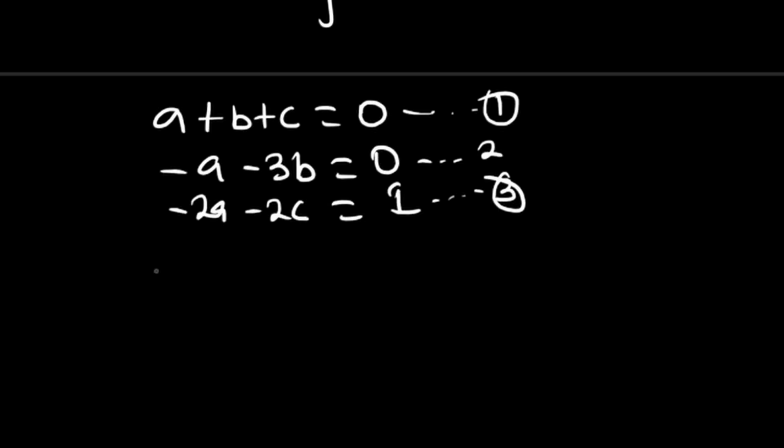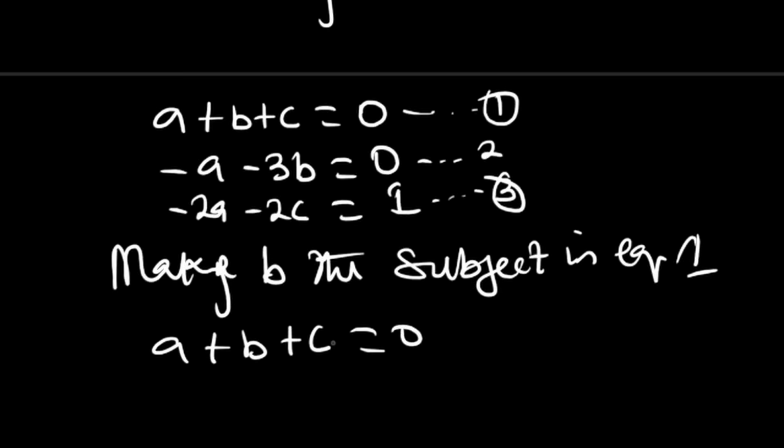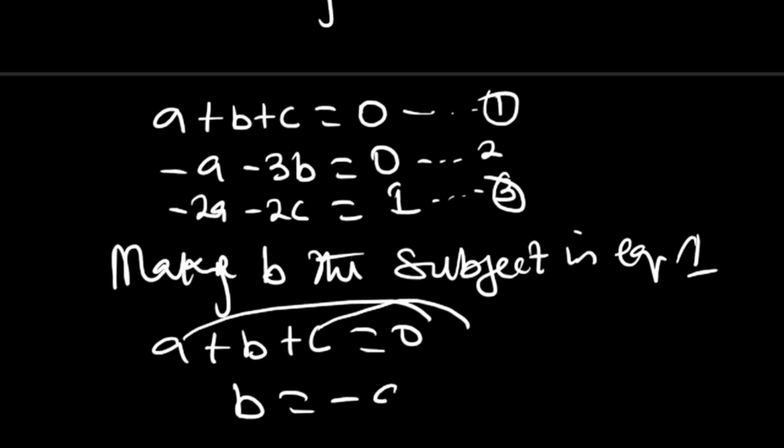So what's going to happen is that I'm going to make b the subject in equation 1. We now say a plus b plus c is equal to 0. I'll make b the subject by moving the a and the c to the other side. Therefore, you now have b is equal to minus a, because this a is a plus here. If it goes to the other side, it now becomes a minus. Hence, we now have b is equal to minus a minus c.